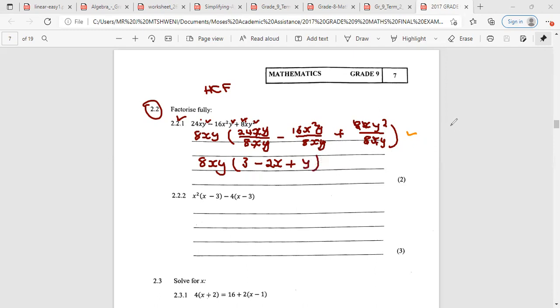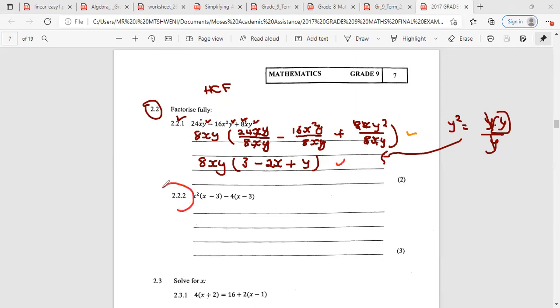Let me just explain this concept. y squared is equal to y multiplied by y. So imagine this y squared divided by y: y times y divided by y. This cancels that, and you are left with y. That is why we say y squared divided by y is equal to y. This is where you stop.